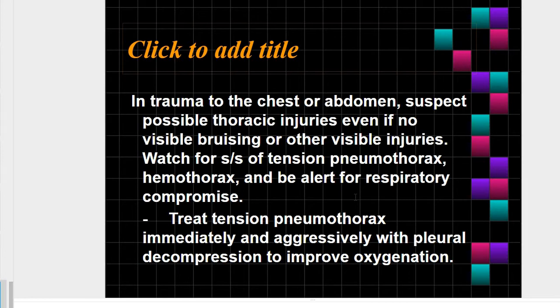In trauma to the chest or abdomen, keep a high index of suspicion for possible thoracic injuries, even if there's no visible bruising or signs of trauma. If the history's there, watch for it. Watch for signs and symptoms of developing or existing tension pneumothorax, hemothorax, and be very highly alert for respiratory compromise. If they do develop signs of a tension pneumothorax, treat it immediately and aggressively with pleural decompression to improve the oxygenation, just like you would for an adult.